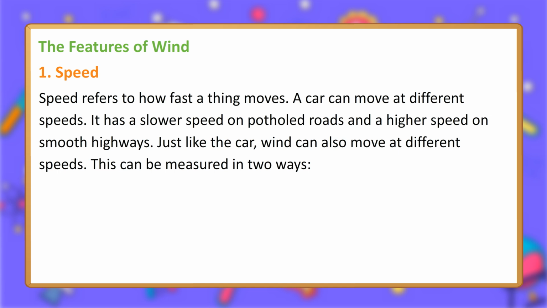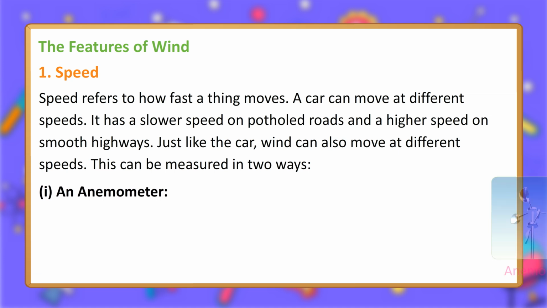The features of wind. 1. Speed. Speed refers to how fast a thing moves. A car can move at different speeds. It has a slower speed on potholed roads and a higher speed on smooth highways. Just like the car, wind can also move at different speeds. This can be measured in two ways.